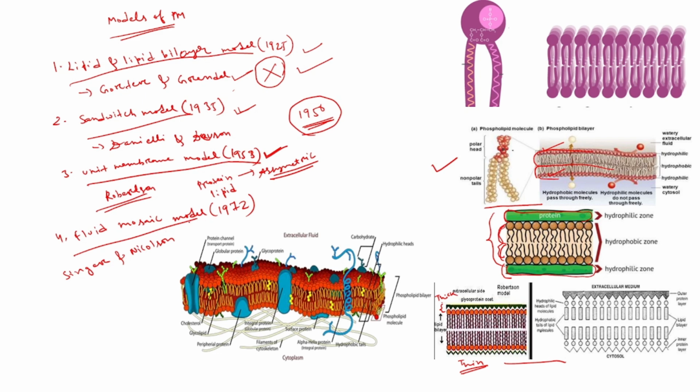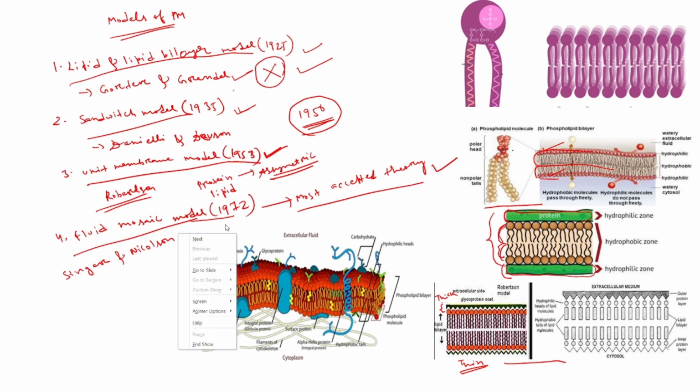So please note that the fluid mosaic model, which was discovered in 1972, is the most accepted theory of the plasma membrane. That means even nowadays we also accept the fluid mosaic model. It is the latest model and it was accepted only about the plasma membrane structure.